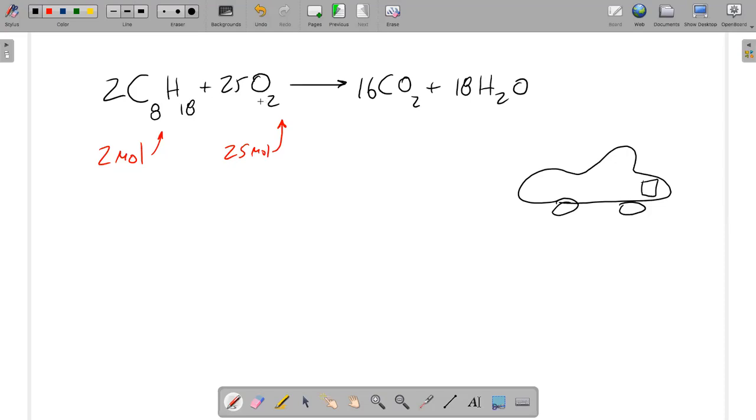So to make the reaction happen, you need 27 molecules. 25 of the 27 molecules are free. They're in the air. As you're driving down the road, you're just getting the free oxygen. You only have to buy these 2 moles of octane in the gasoline. So as a fuel, it's a pretty good deal.